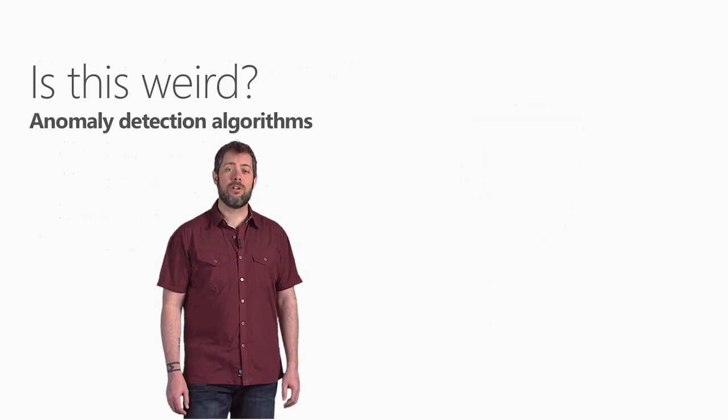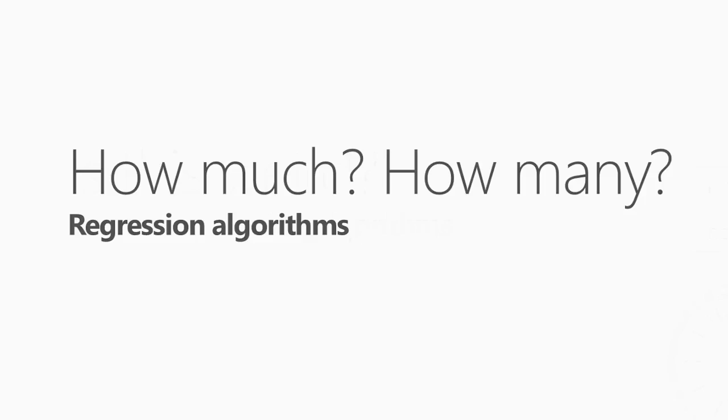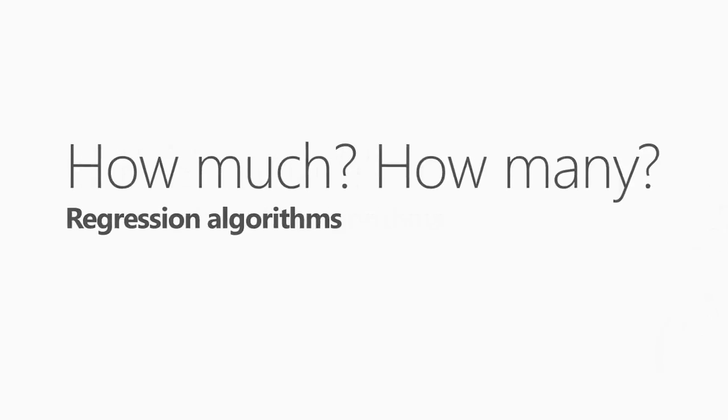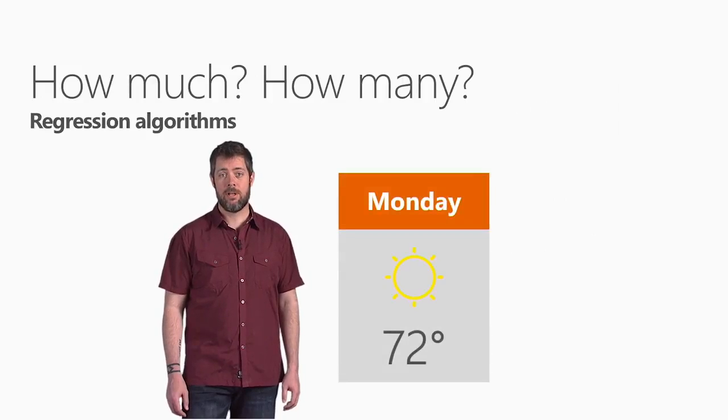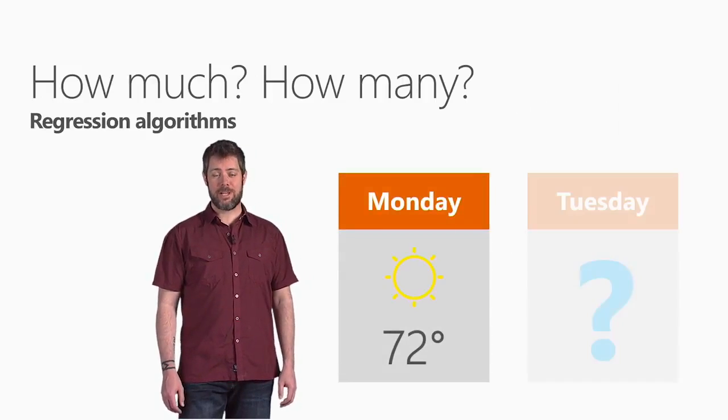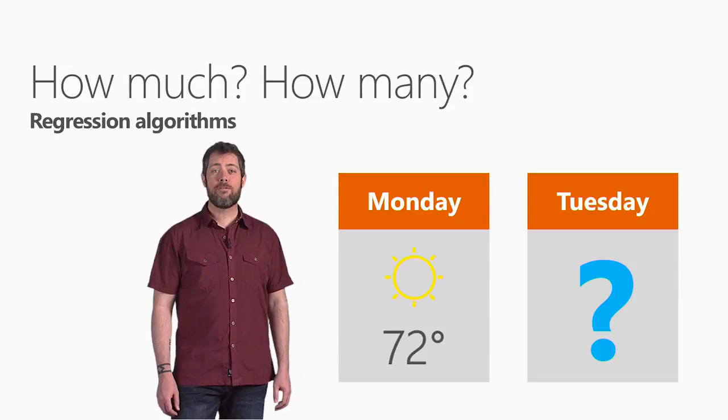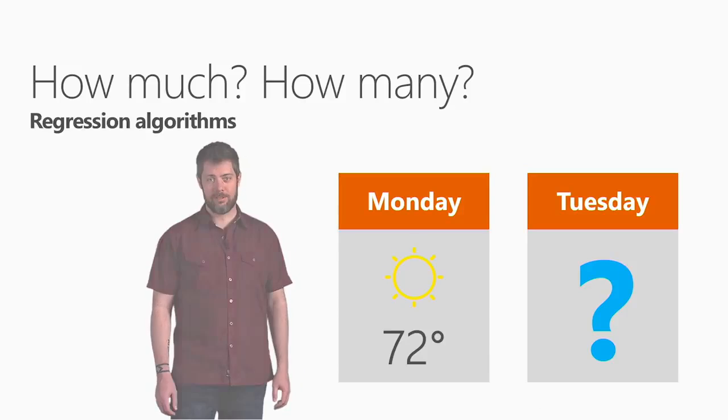Machine learning is also used to answer the question, how much or how many? Algorithms that answer these questions are called regression, and they make numerical predictions, such as, what will the temperature be on Tuesday? What will my 4th quarter sales be? They help answer any question that asks for a number.